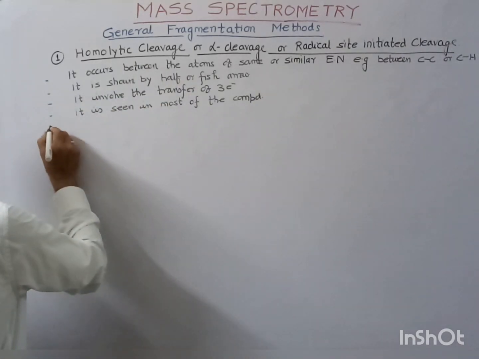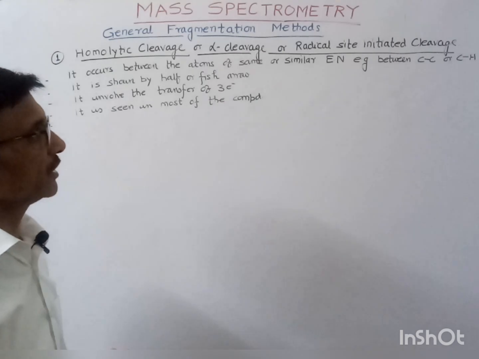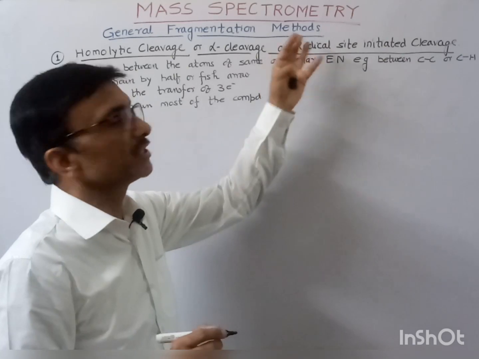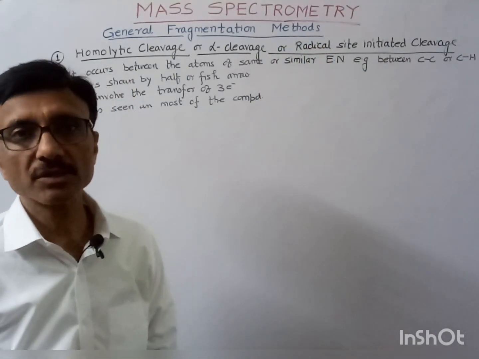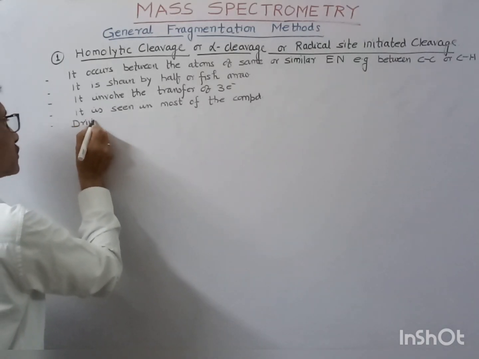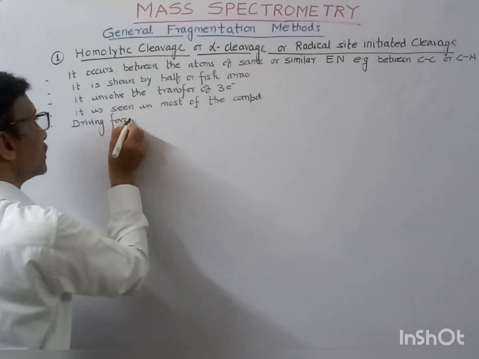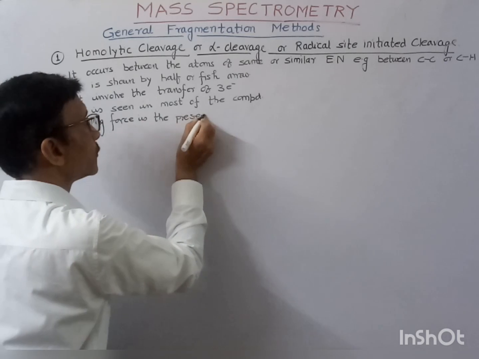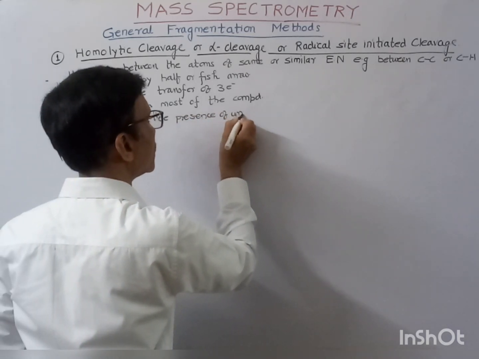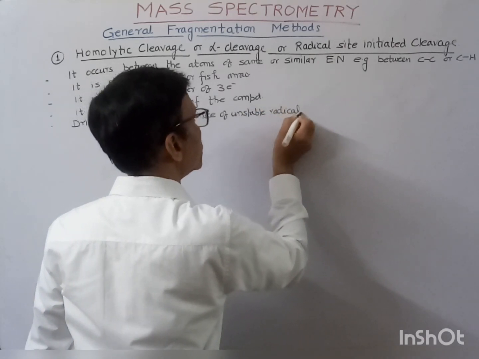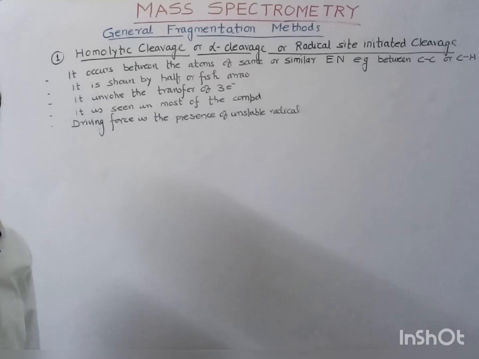And then driving force. What is the driving force for this cleavage? Driving force is the presence of one of the unstable radicals. So radicals are quite unstable. So presence of unstable radical is the driving force. Okay, so these are some points for this alpha cleavage or homolytic cleavage.